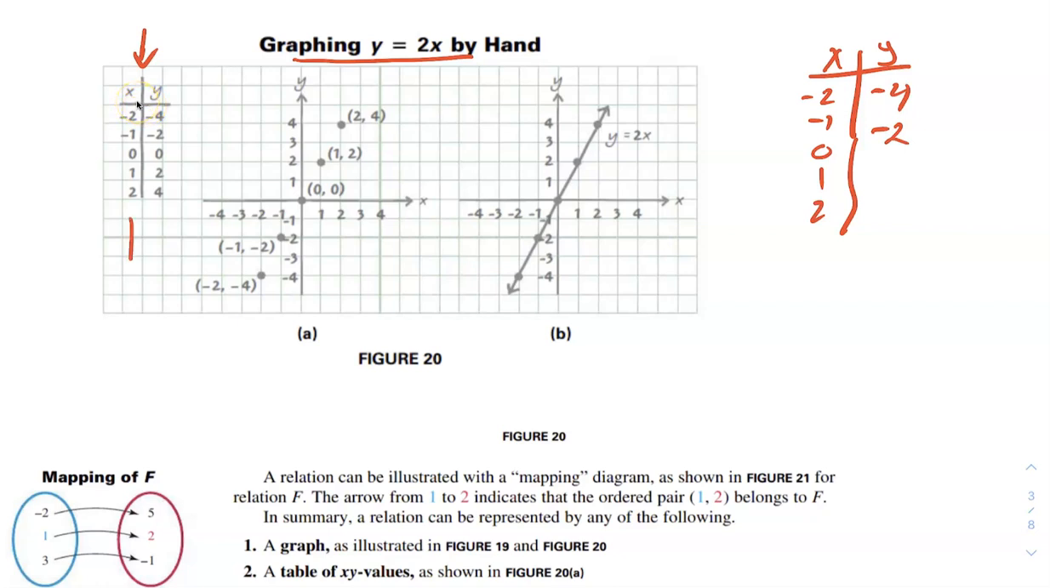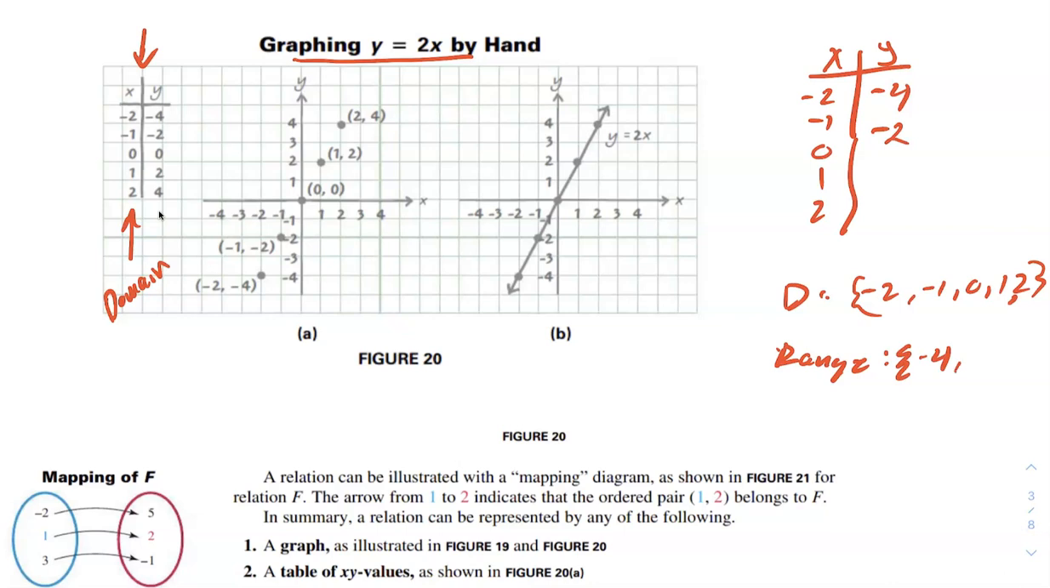These values here will be my domain. My range will be the values we get out, which will be the y values, which are right here: -4, -2, 0, 2, and 4. And then you get these ordered pairs here. So again, domain will be all the x values, range will be all the y values, just plot them in. And then if you want, you can connect them. So that's how you graph a line.